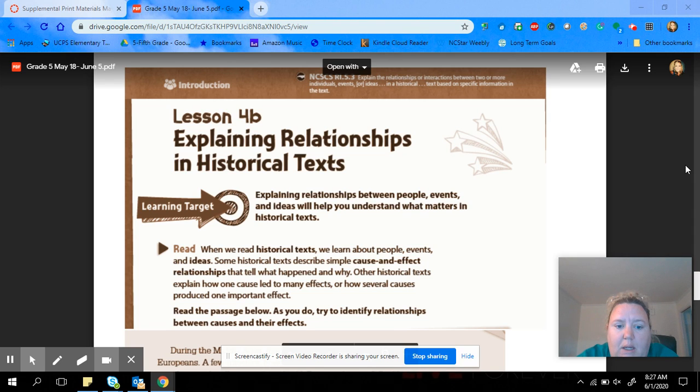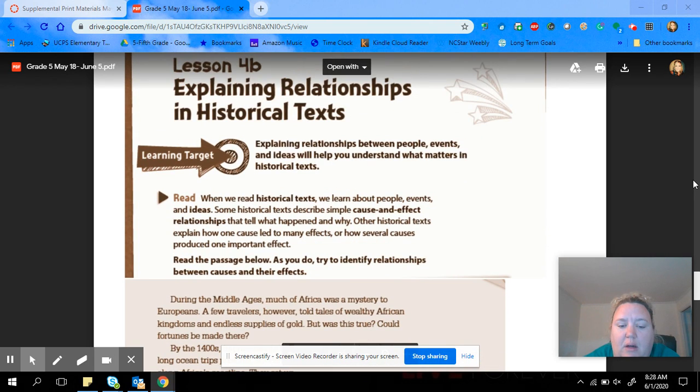Hey guys, today we are looking at explaining the relationships in historical texts. When we're thinking about historical text, there's often connected relationships between the people, the events, and the ideas that will help us understand what is important when we look at historical text. Today, using our packet, we're going to be looking at this text, and we're going to be looking for cause and effect.